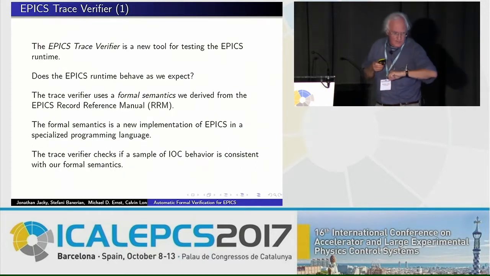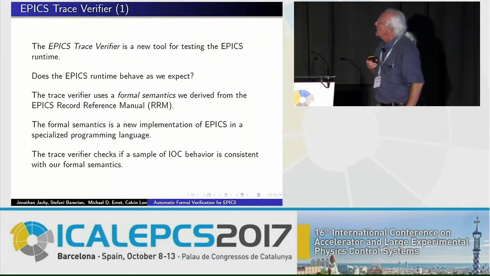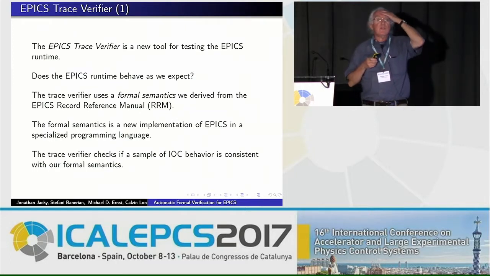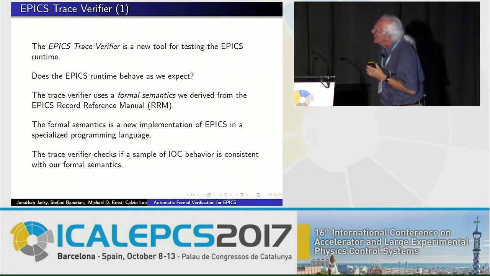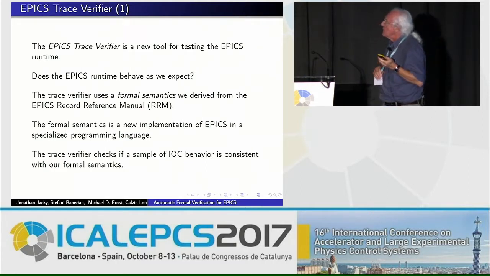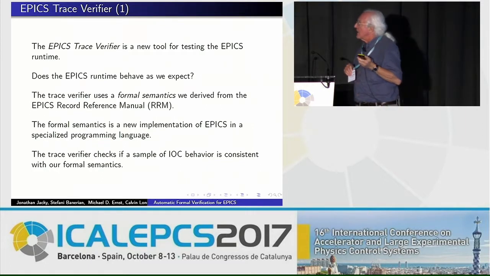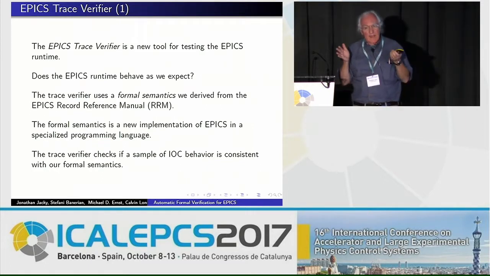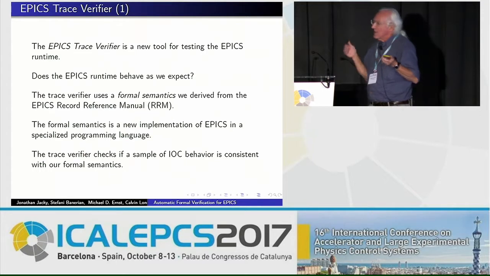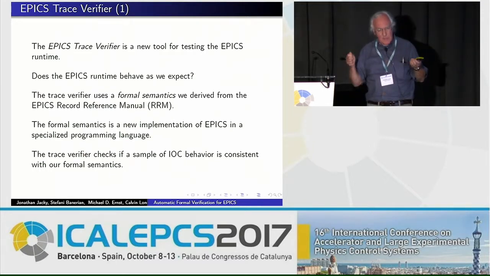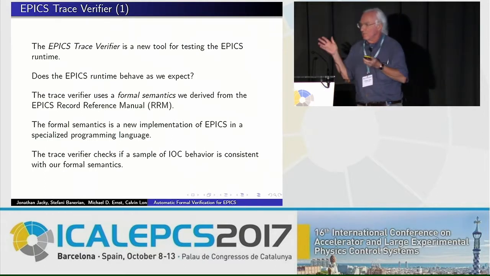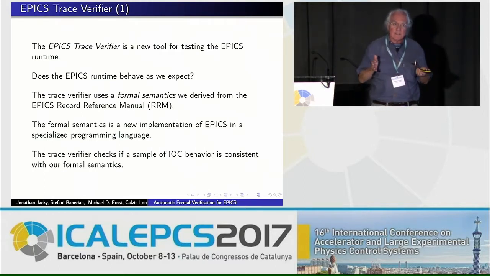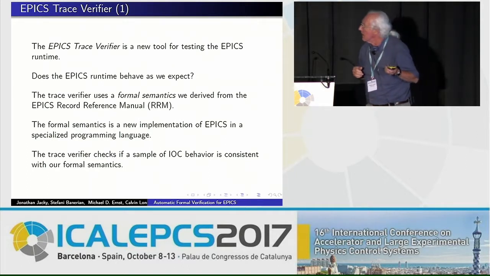So the other thing we tested was EPICS itself. Do the features of EPICS that we use behave as we believe they do? The way we addressed that was to write a tool called the trace verifier. And to do that, we created a formal semantics for EPICS. Now you can think of this formal semantics as essentially just a re-implementation of EPICS in another programming language. And in fact, it is the specification language of the Coq theorem prover.